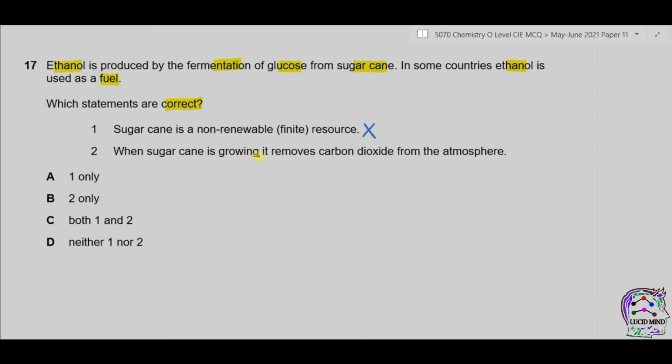Option 2. When sugarcane is growing, it removes CO2 from atmosphere. This is true statement because as sugarcane is a green plant crop, photosynthesis takes place, which removes carbon dioxide and produces oxygen gas. As only second statement is correct, so therefore answer is B.